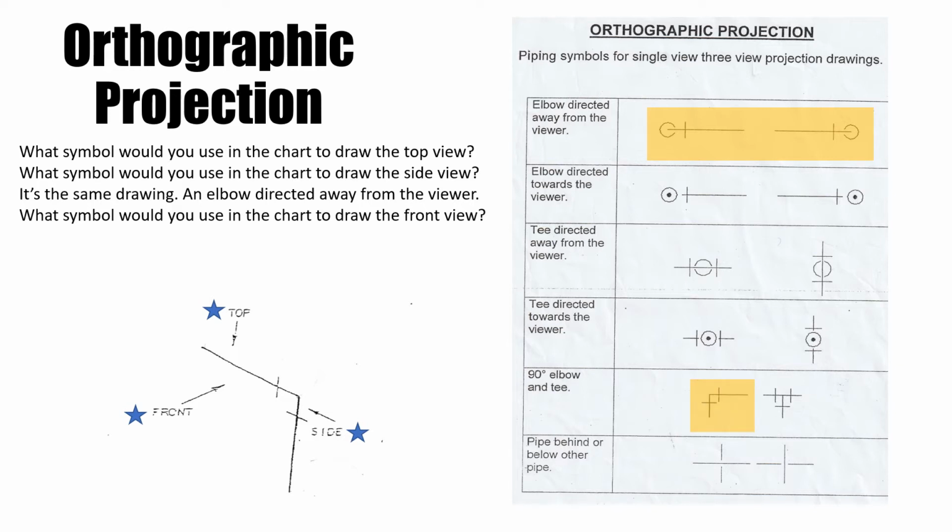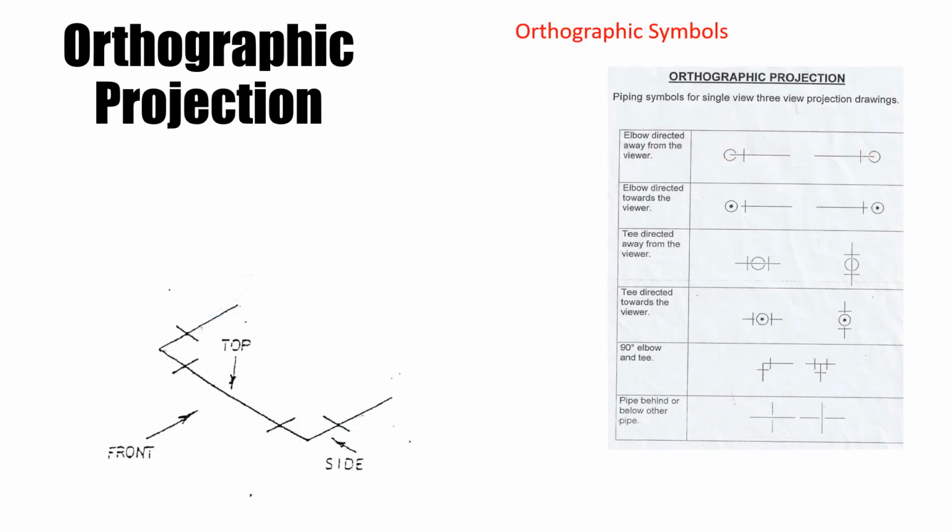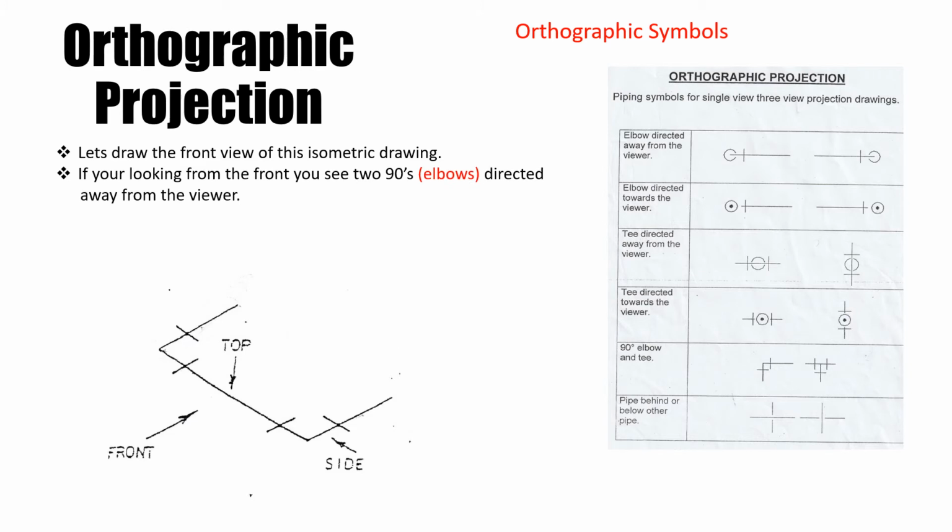It's just flat to the viewer, as I like to say. Okay, so let's draw the front view of this isometric drawing. Right, so from the front view, we have two elbows directed away from the viewer, here and here.